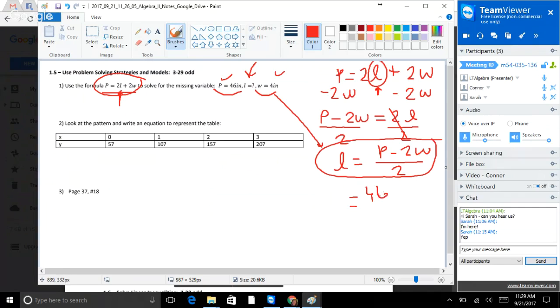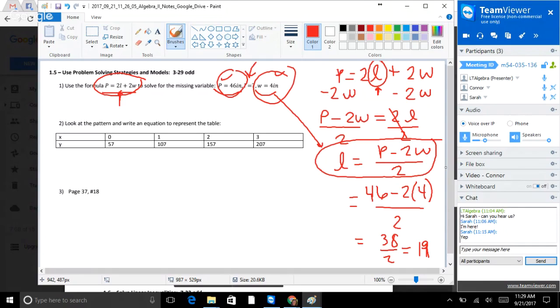And 6 minus 2 times the width, which is 4. I'm just plugging in what they give me now, okay? All divided by 2. So it's 38 divided by 2, or 19.